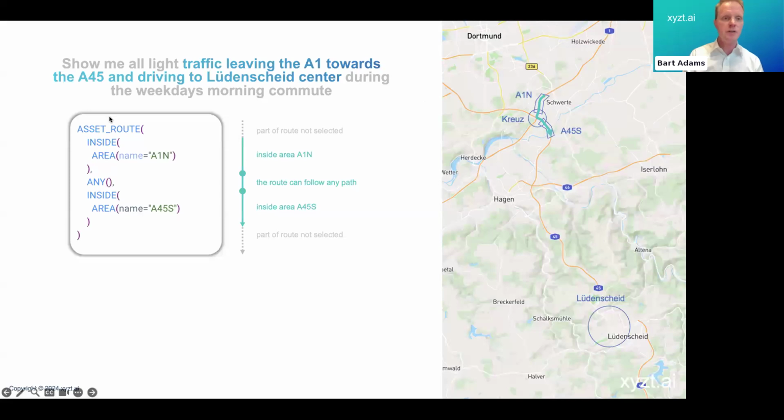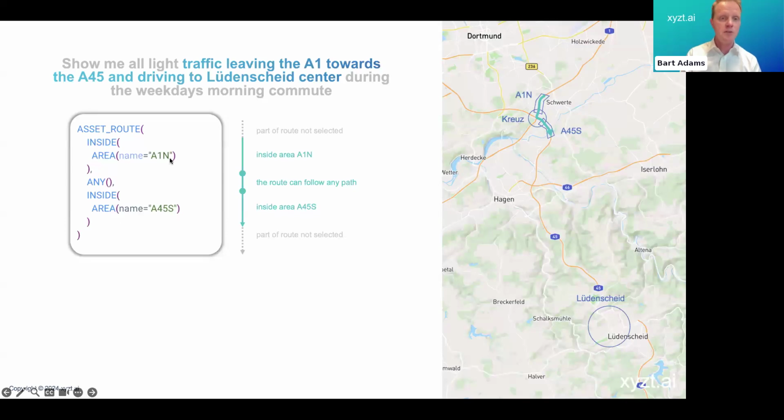And this is what such a filter looks like. It's an asset route filter. And basically what it says is, I only want to see the trips that have a sequence of waypoints inside the area that I defined. So basically you're saying only the waypoints inside the area. Then I'm saying the trip can do anything. It can leave the area, it can be anywhere. And then finally, I say it has to be inside the A45S area.